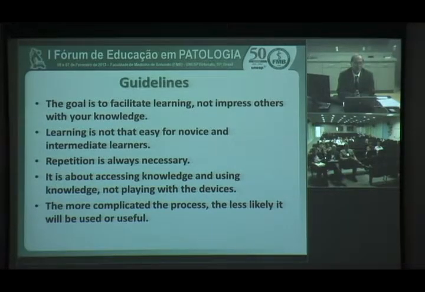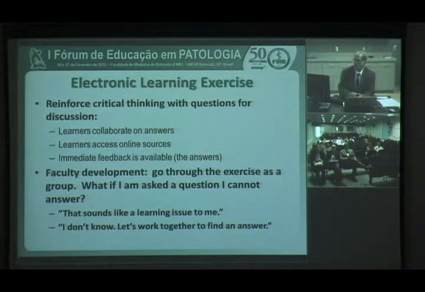And in putting educational programs and educational processes together, just remember, the more complicated the process, the less likely it will be used. The more grandiose the project, the less likely it is to be done. So when we talk about electronic learning, it's important for us to remember that what we want is critical thinking, and we want to provide an environment in which our learners can collaborate, they can access online sources, and they can get the answers. That can be done in those group processes I talked about.